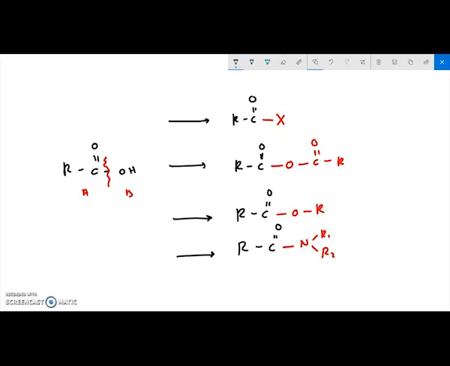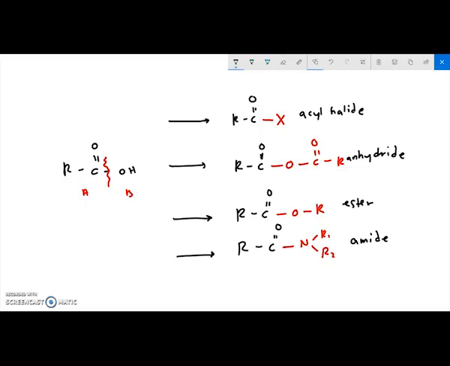Therefore, the names of the derivatives are as follows. The first one is also known as acyl halide. Sometimes it is called acid halide since it is a derivative of the carboxylic acid. The second one is also known as acid anhydride, or we just simply write anhydride. The third one is ester, and finally the last one will be amide.